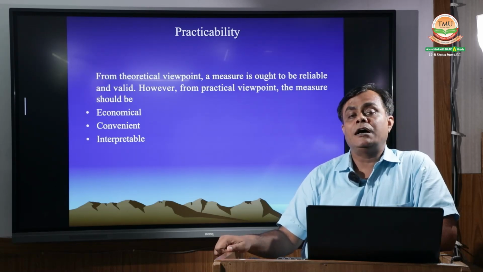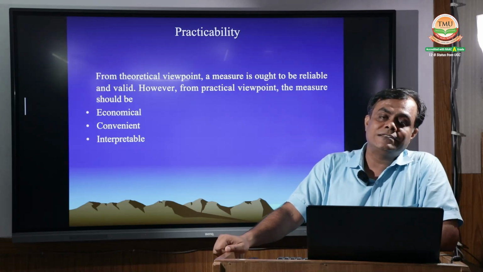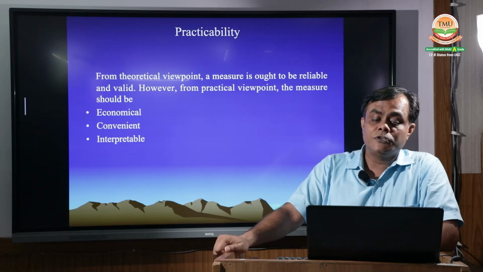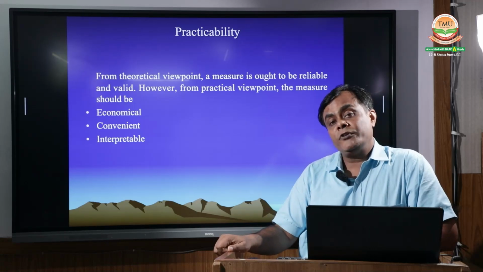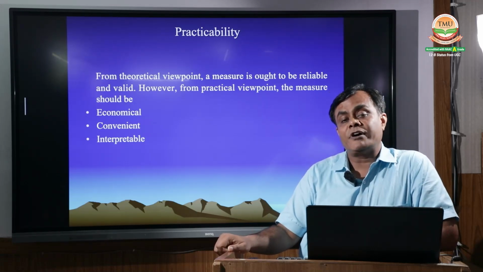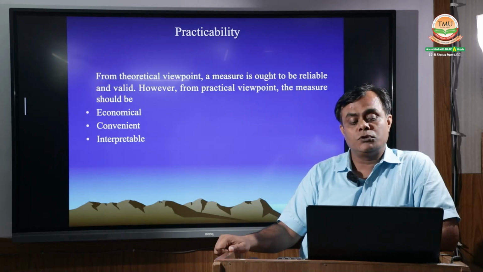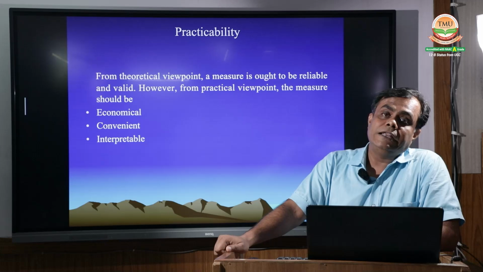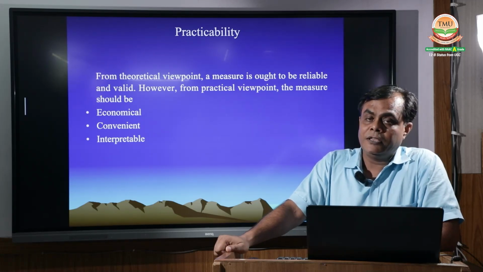Sometimes we use something from a theoretical viewpoint, but it is not acceptable from a practical viewpoint, because it does not consider the practical factors. Economy, convenience, and interpretation are very important practical factors. If an instrument is not economical, convenient, or interpretable, it is not acceptable from a practical viewpoint, though it might be acceptable from a theoretical viewpoint.